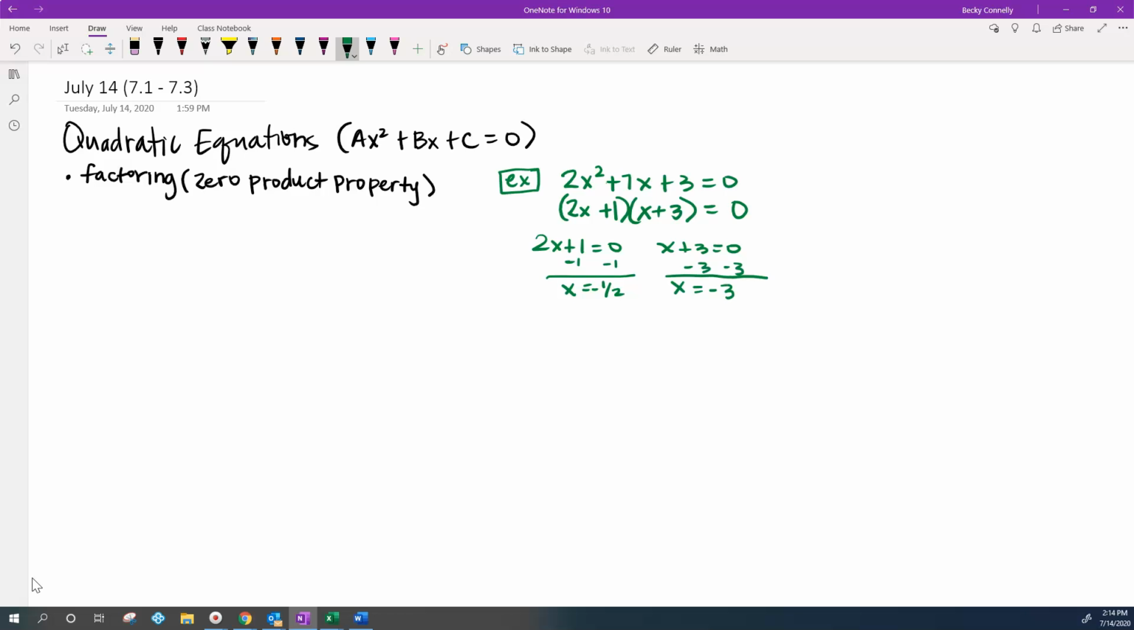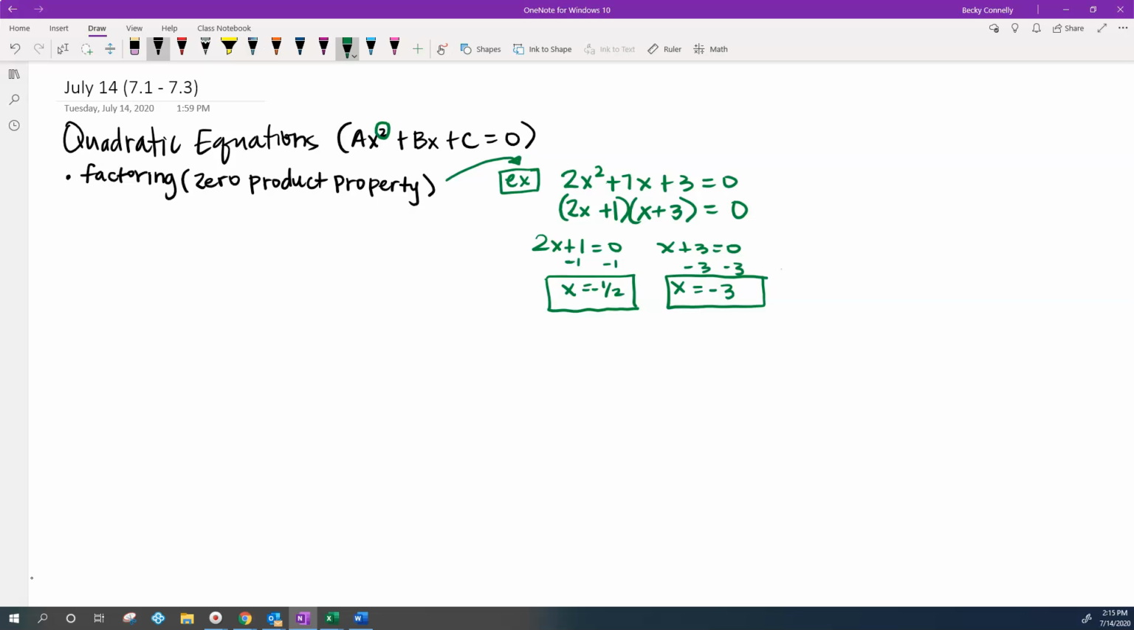So we came up with two solutions, and remember when we talked about this before, we are expecting to get two solutions because our highest exponent is a 2. If our highest exponent's a 3, we'd expect 3 solutions. If it was 4, 4 solutions, and so on. Okay? So that's that zero product property, a little review over that.